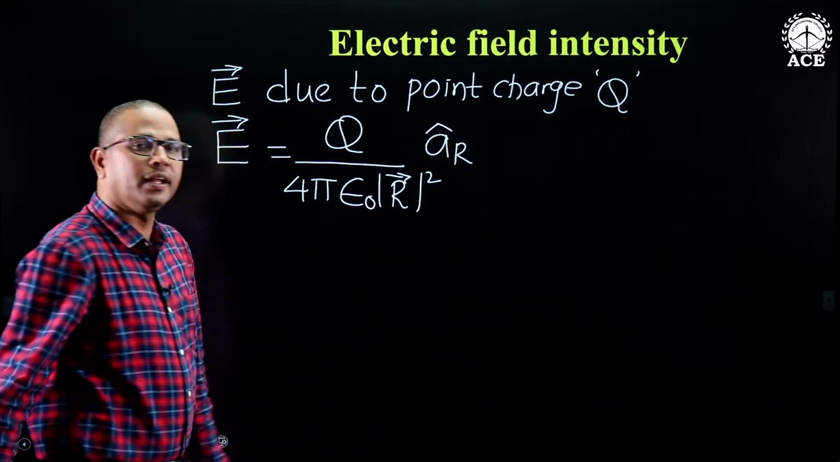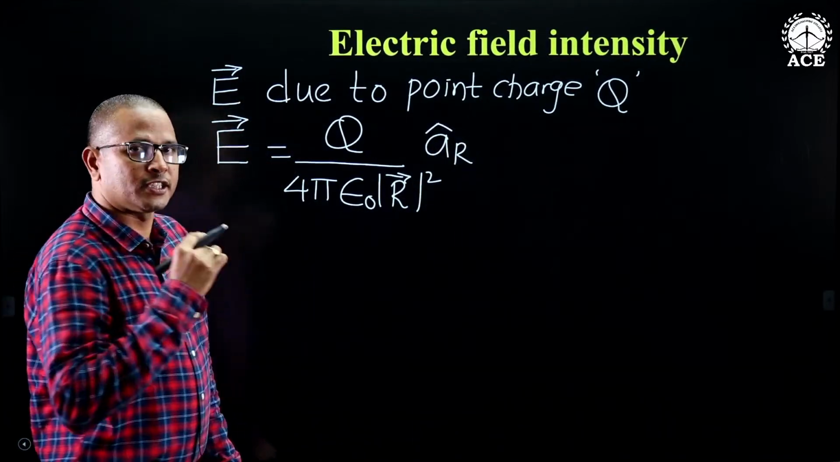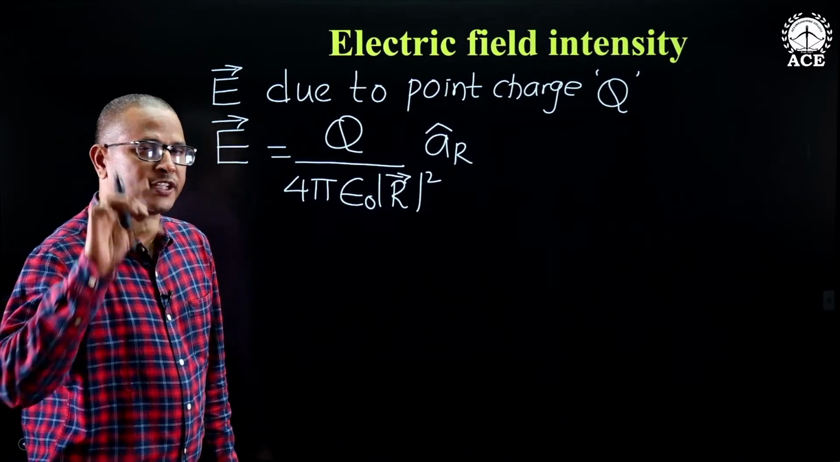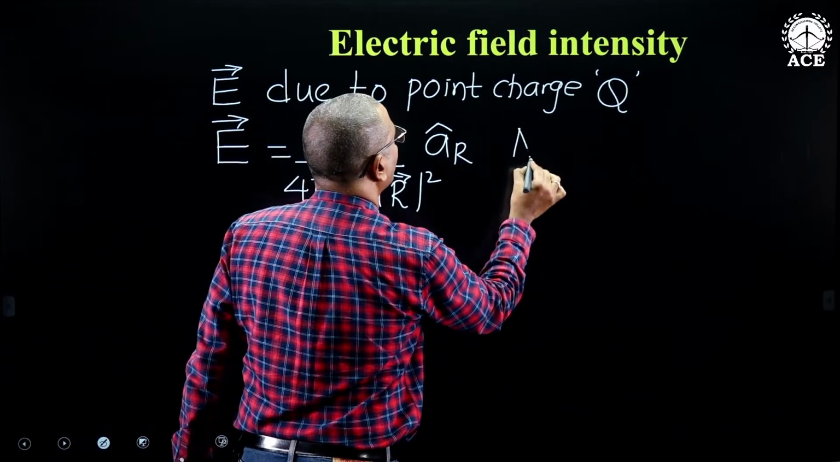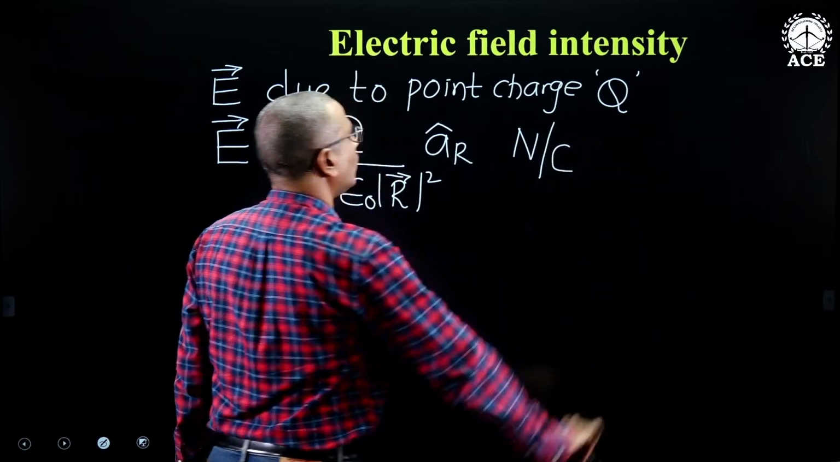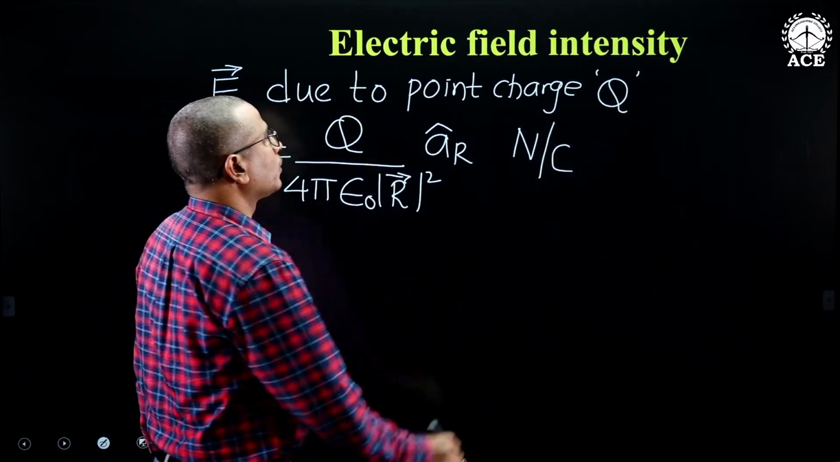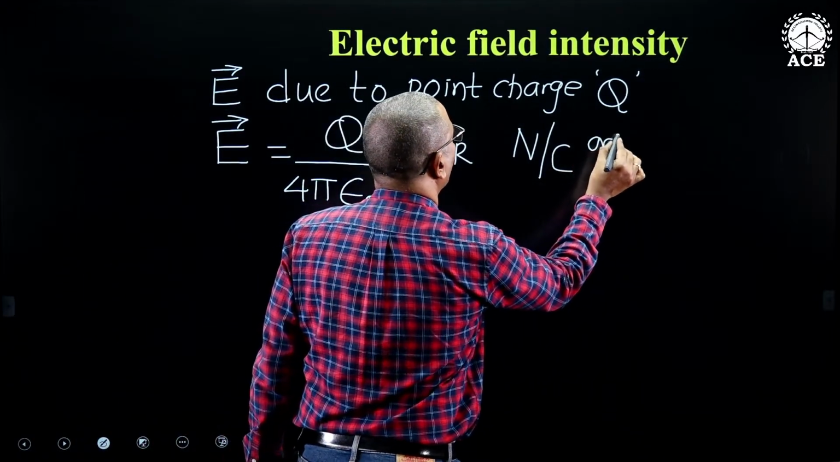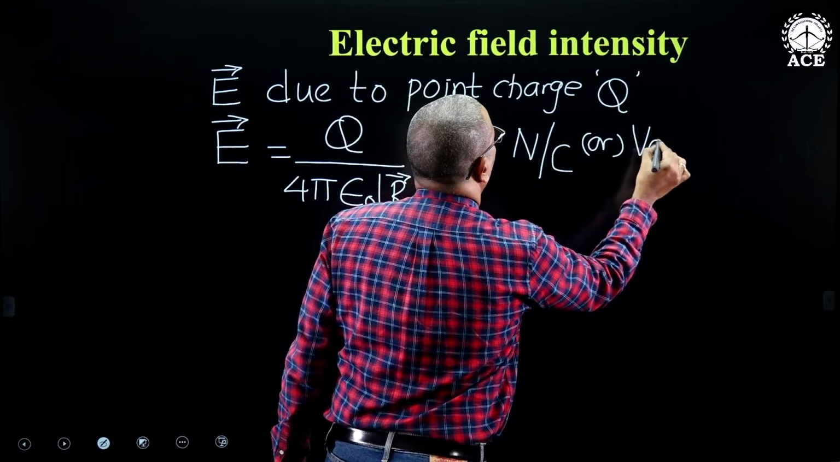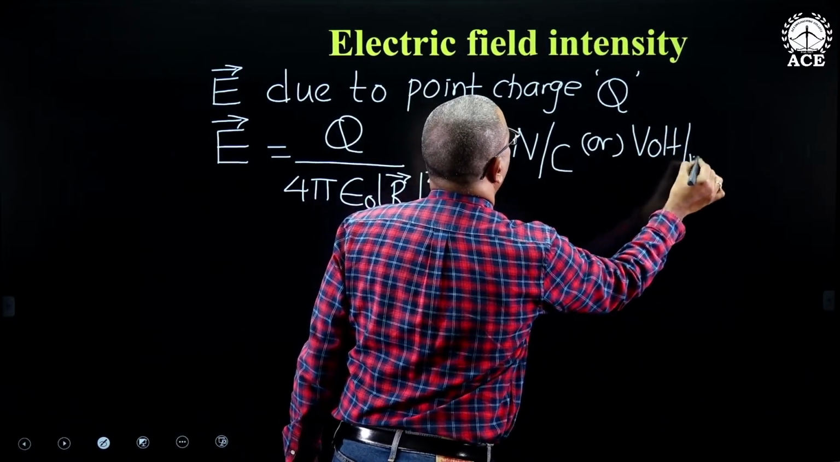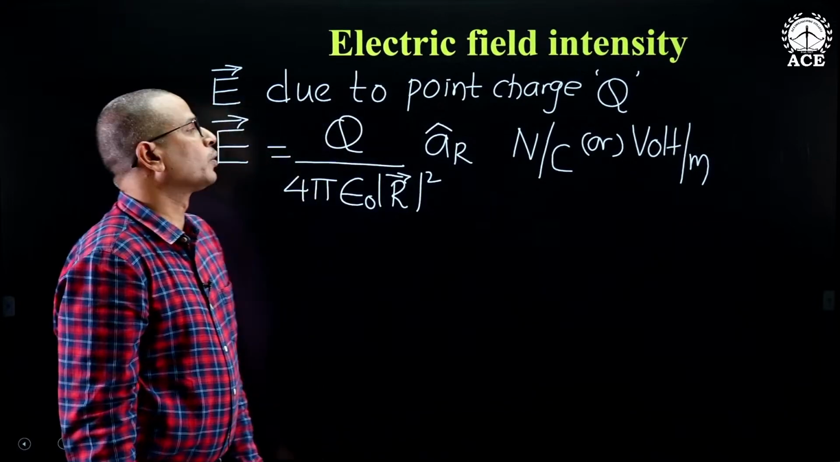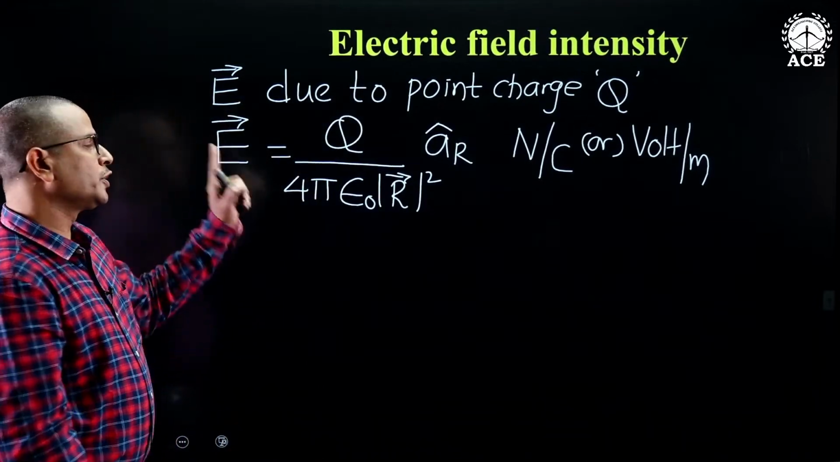Electric field is defined, as a basic definition, as force per unit charge. Force is measured in Newton, charge is measured in Coulomb. So Newton per Coulomb, or there is a practical common unit we have, volt per meter. Electric field intensity is measured in Newton per Coulomb or volt per meter. This is due to one charge.